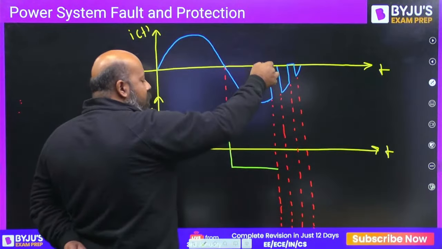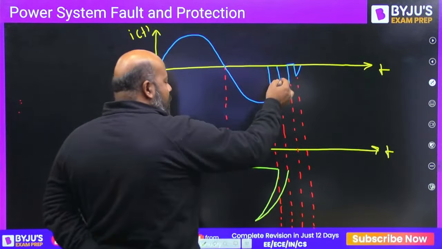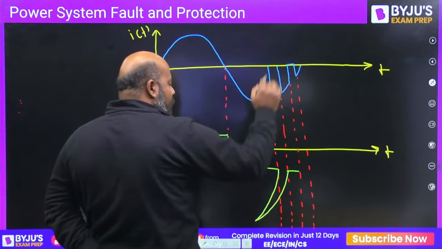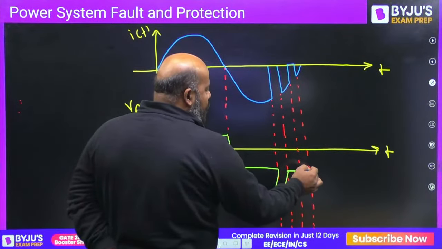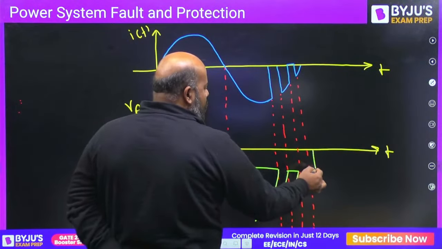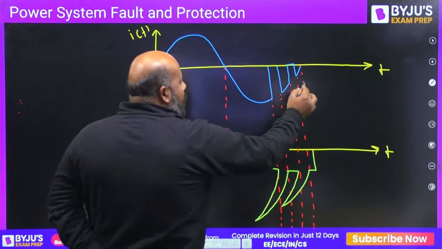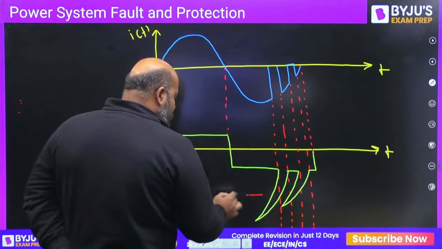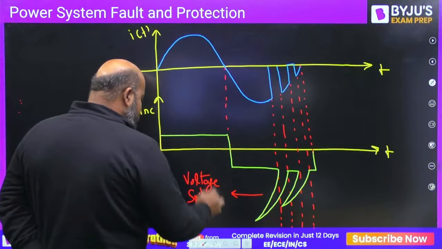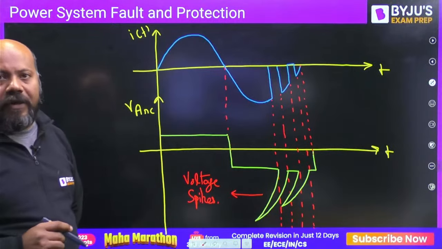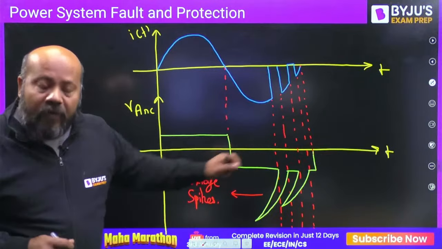Now the moment current becomes zero, voltage becomes very high. Again current coming into the picture, again arc voltage. Again current is chopped, again there will be something like this. Are you getting that? Now these are voltage spikes which may be very dangerous, and because of these very high voltages occurring across the contacts of the circuit breaker, there is a possibility that the arc is going to restrike again and again. But this is just the trailer of the movie, this is not the real movie.